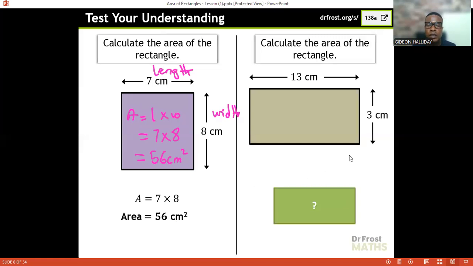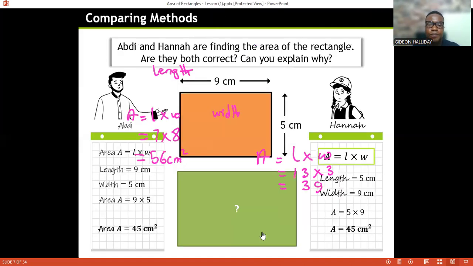That was super easy. So you do this one. Of course, pause the video and try to work it out. Area equals length times width, and that's 13 times 3. 3 times 3 is 9, 3 times 1 is 3. So that's 39 square centimeters. Super easy, right?